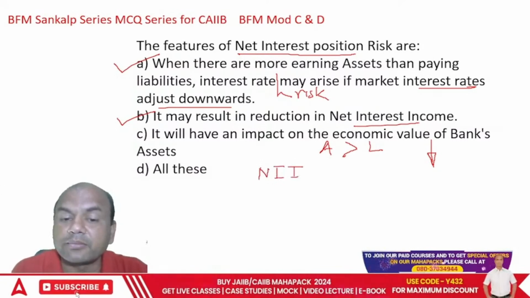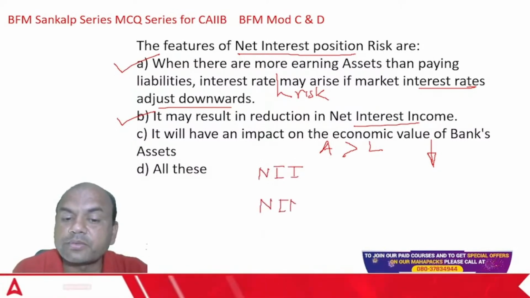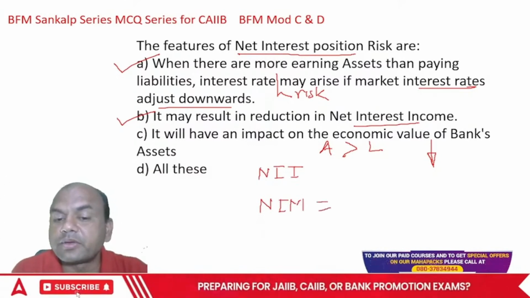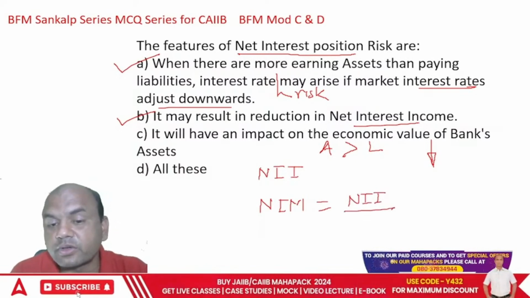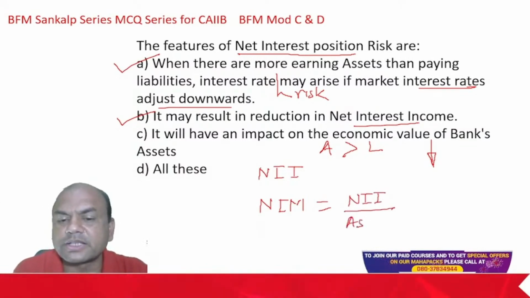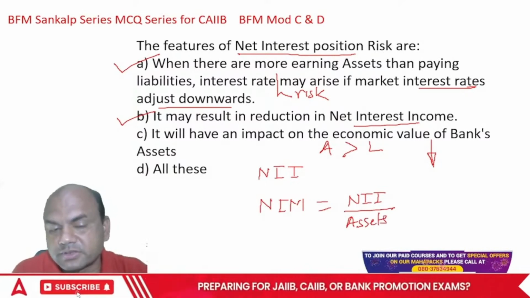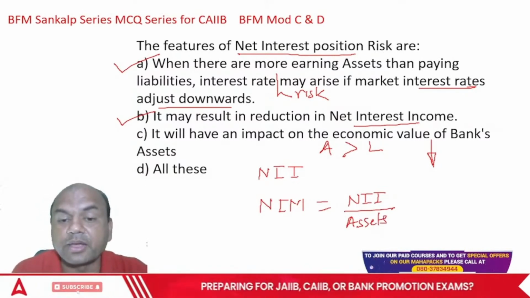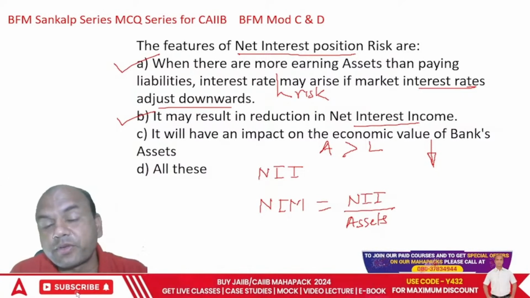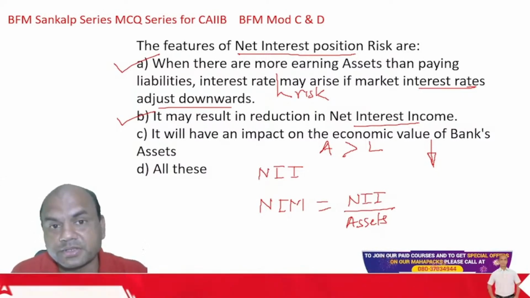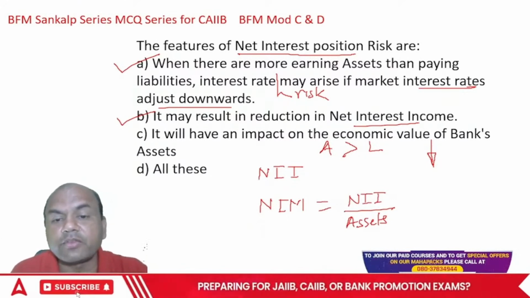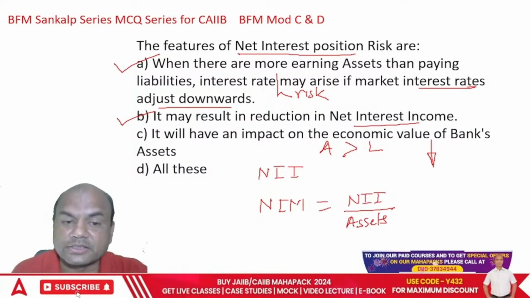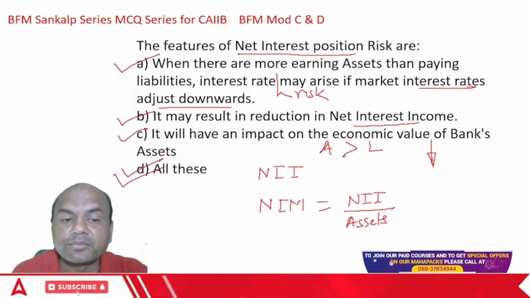Okay, and NIM. What is the difference between these two? NIM equals NII upon earning assets. You can write it as assets also, but it's actually earning assets, not NPA ones. NII means net interest income, the difference between your liabilities and asset products. That interest earning will have an impact on the economic value of the bank's assets, right? So that is also true. So C is also true. So the answer is D, all of them, isn't it?